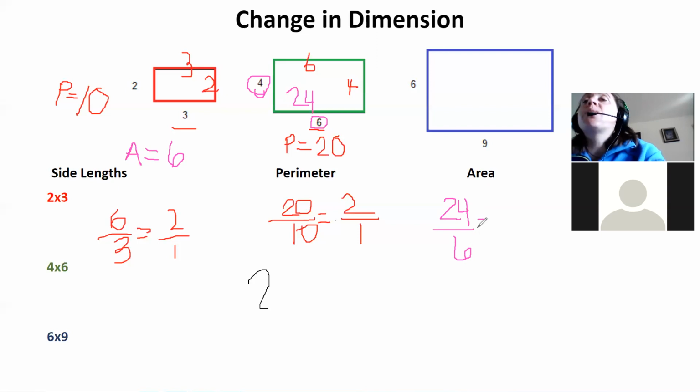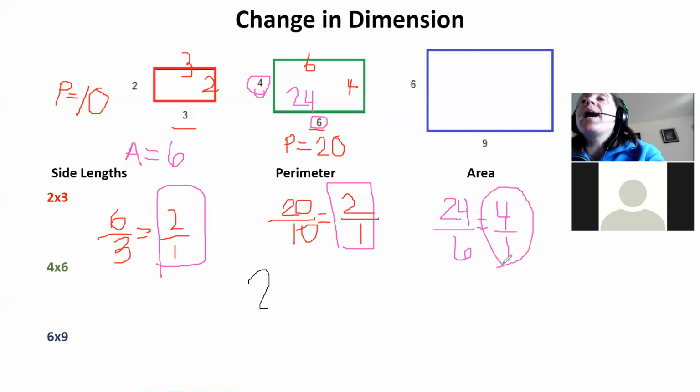Watch what happens when this reduces. 24 over 6 is 4 over 1. Look, so when we compare the areas, guys, the perimeter and the side lengths have the same area, but the area, you have to square root it to get the same ratio. So the area is always a little bit higher.